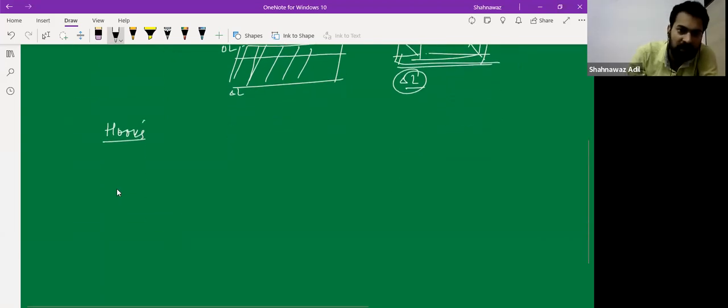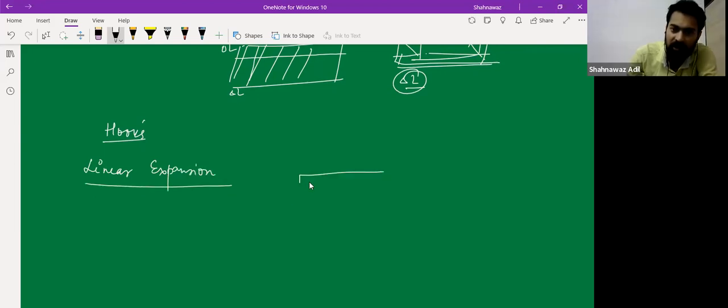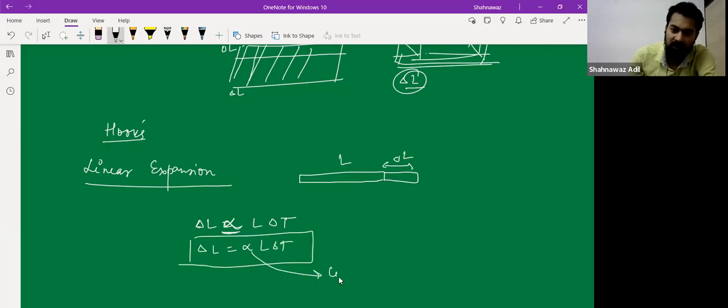The first expansion is the linear expansion. The length increases like this, and this is the original length. It follows this law: the expansion is directly proportional to the length and the change in temperature. From experiments you find that there is some proportionality constant, so it is called the linear expansion factor, the coefficient of linear expansion.